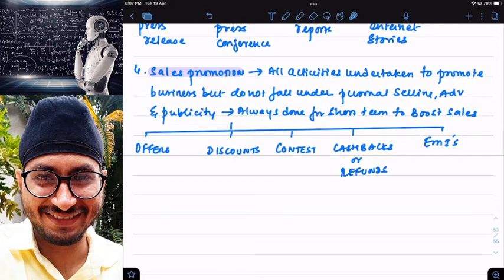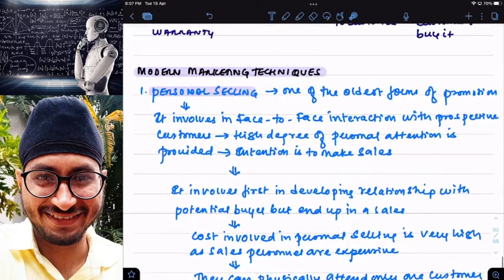During this limited time only, they will give offers, discounts, contests, cashbacks, refunds, and EMI facilities in the short term in order to boost sales. And when sales increase, what is going to happen? My market share is also going to increase. So these are the four modern techniques of marketing.